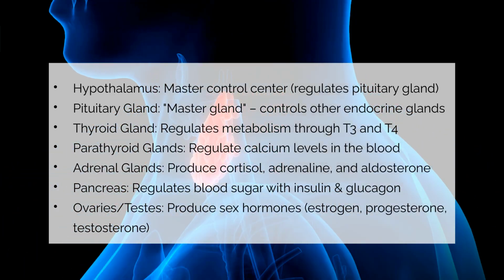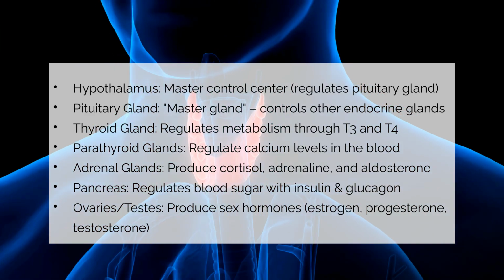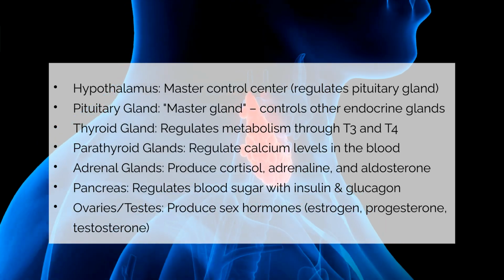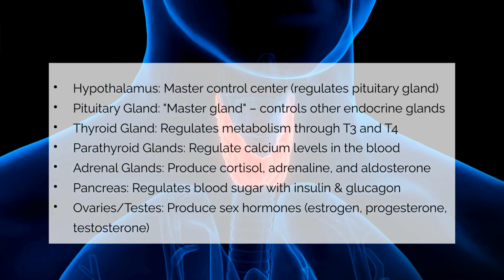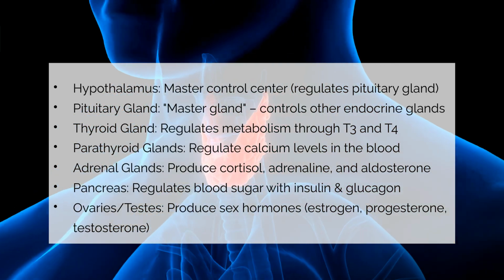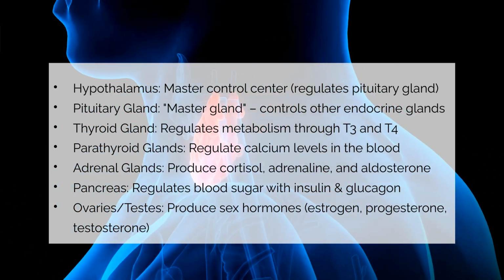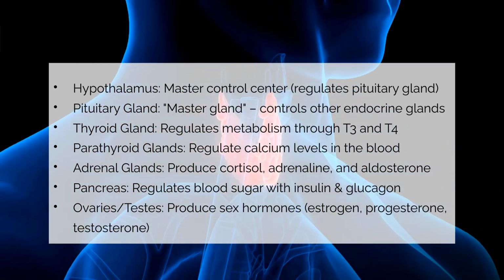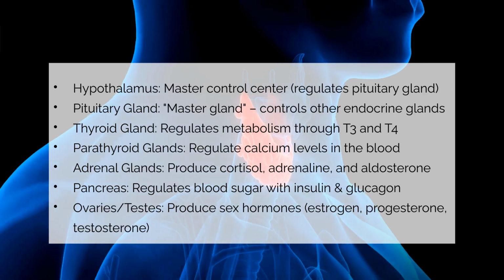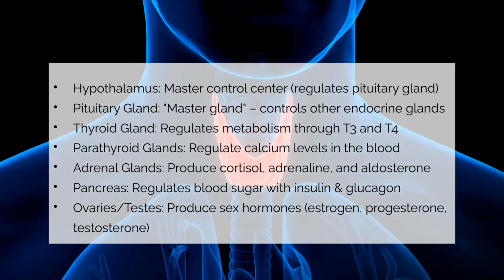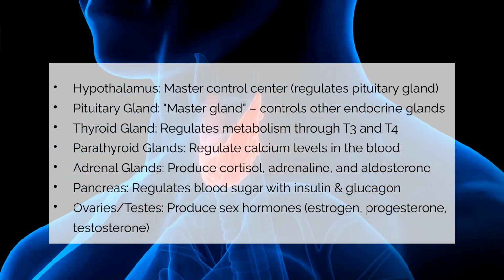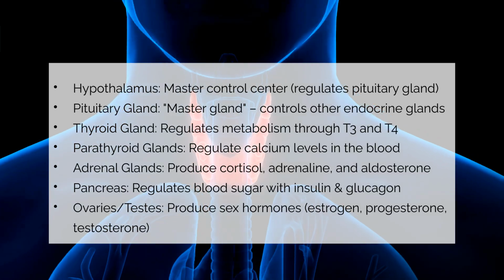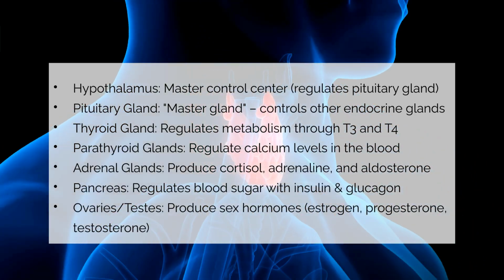Pituitary gland, known as the master gland, it sits just below the hypothalamus and releases several important hormones that control other endocrine glands, including the thyroid, adrenal glands, and gonads. Thyroid gland, located in the neck, the thyroid produces thyroid hormones, T3 and T4, that regulate metabolism, how fast or slow your body's processes are. Parathyroid glands. These small glands are located behind the thyroid and are responsible for regulating calcium levels in the body.